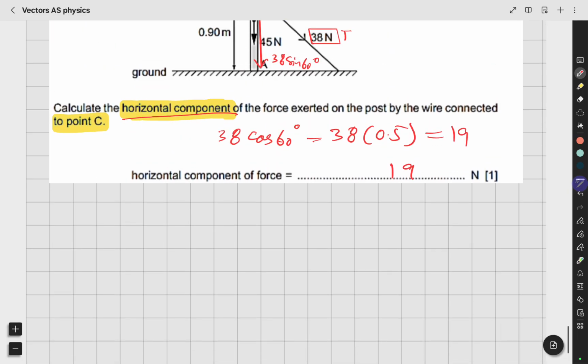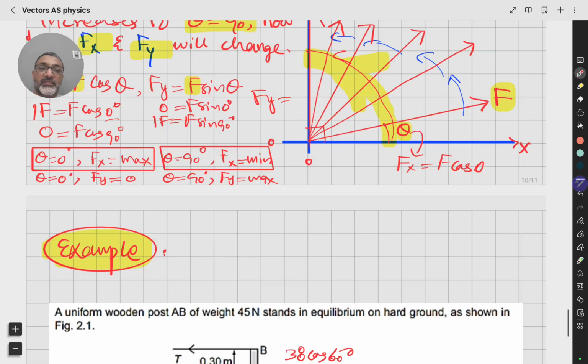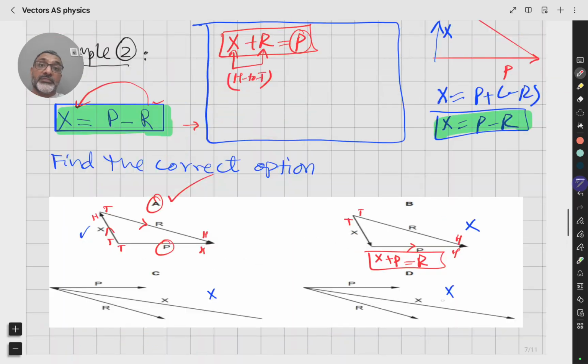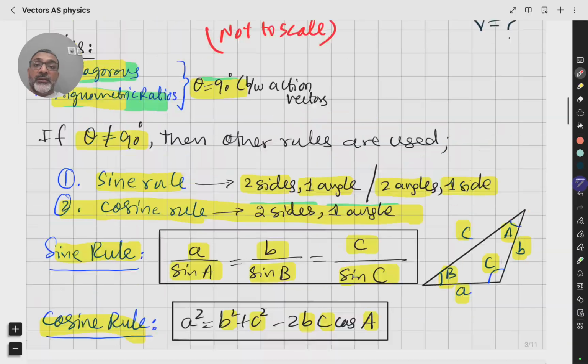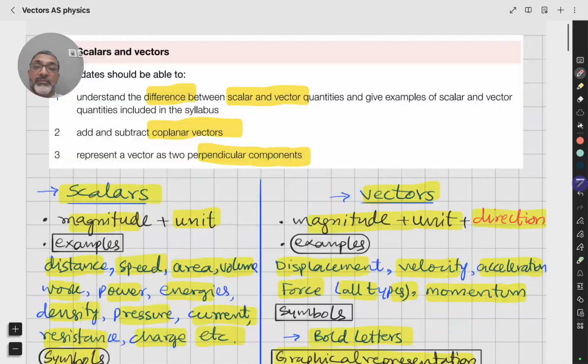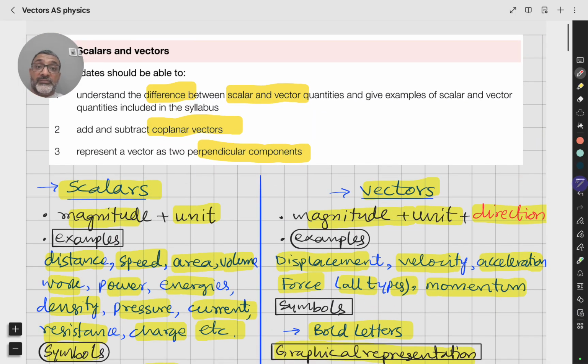Okay, so that's it, everyone, for today's lecture. This was phase 1 of the basics of vectors. If you look at this, we are done with the syllabus headings of unit 1. We learned what scalars and vectors are. We learned how to add coplanar vectors. We learned the head to tail rule. We learned how to write the equation of the vectors by graphically drawing them.